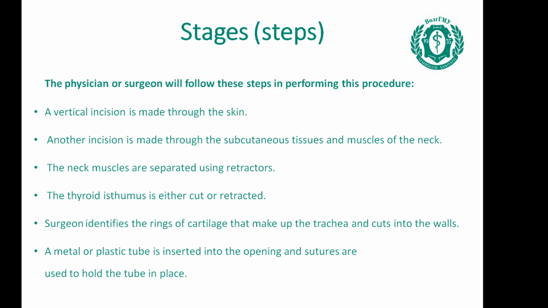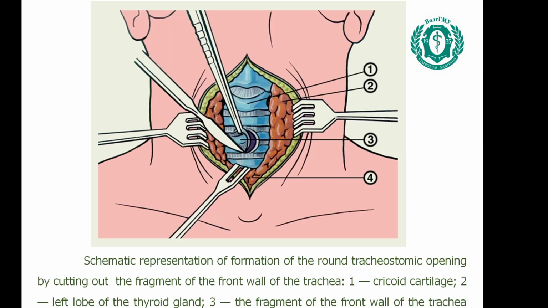And sixth, a metal or plastic tube is inserted into the opening, and sutures are used to hold the tube in its place. Now you can see the schematic representation of the formation of a round tracheostomic opening by cutting out a fragment of the front wall of the trachea.